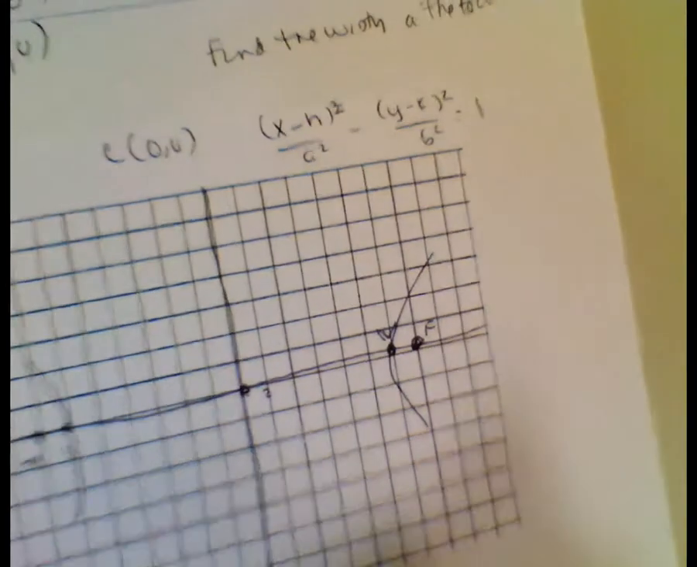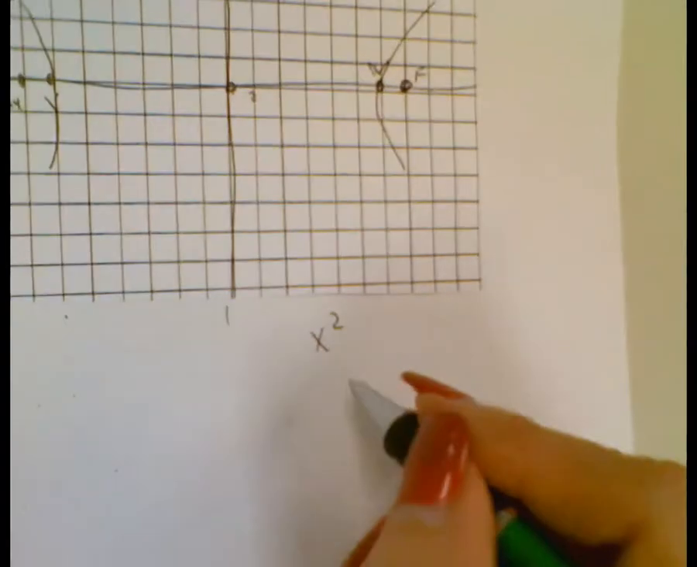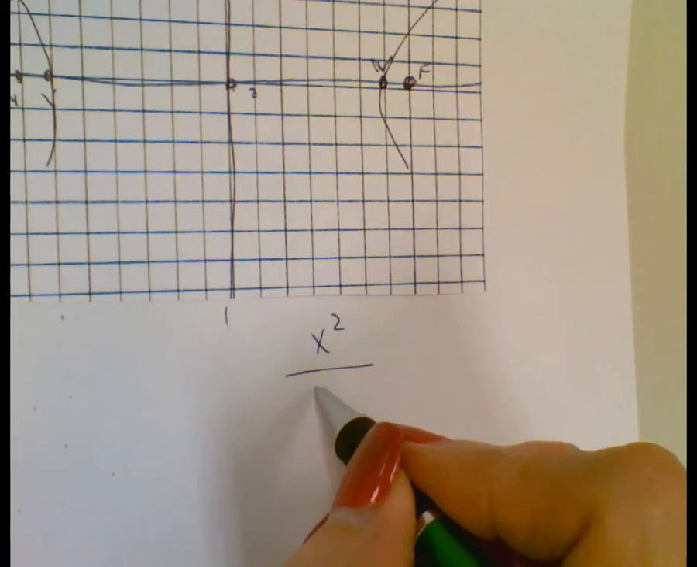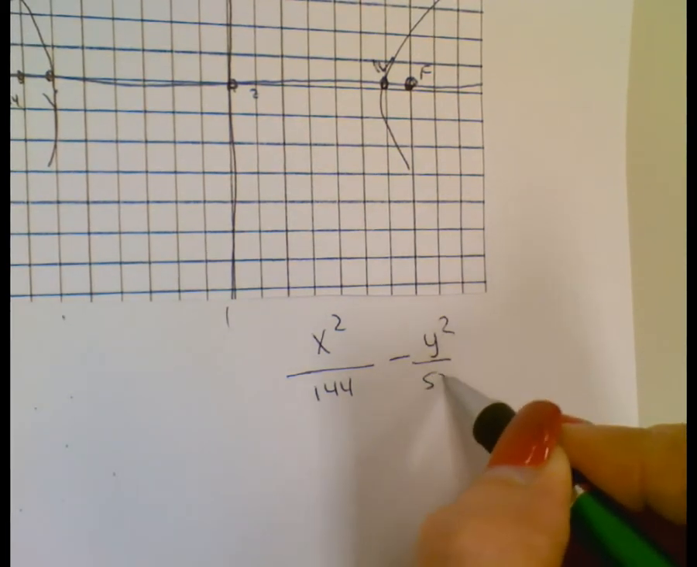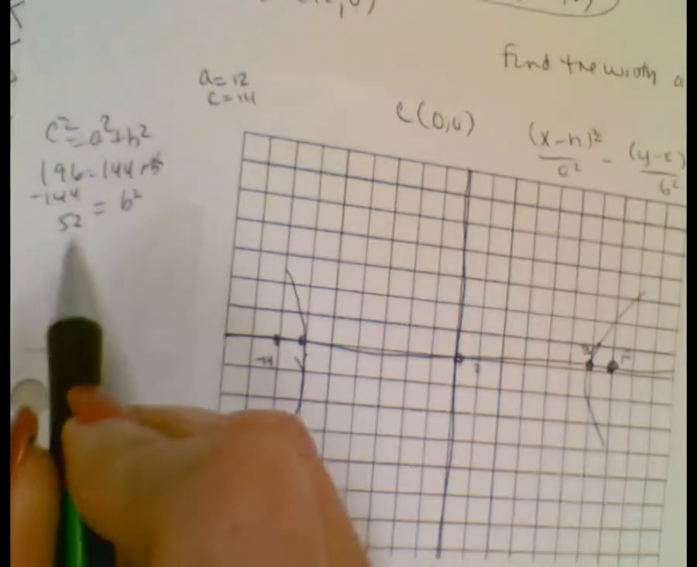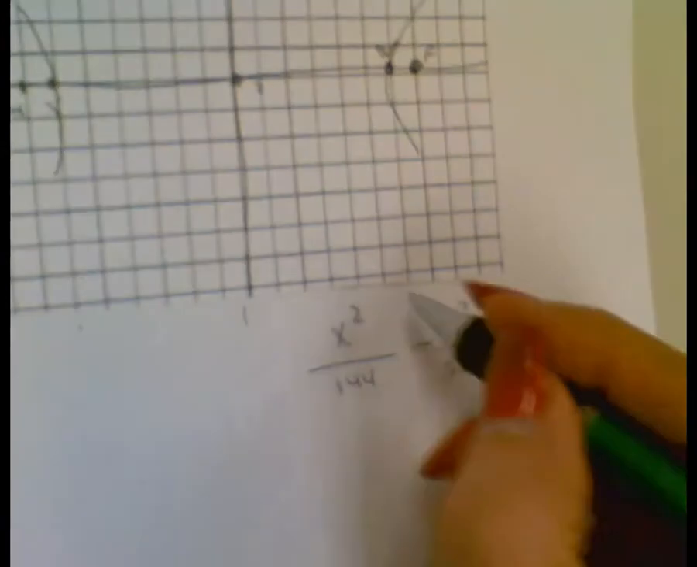So we have x squared over 12 squared, which is 144, minus y squared over 52, because that's what we just found using our foci formula. B squared is 52. So this is our equation.